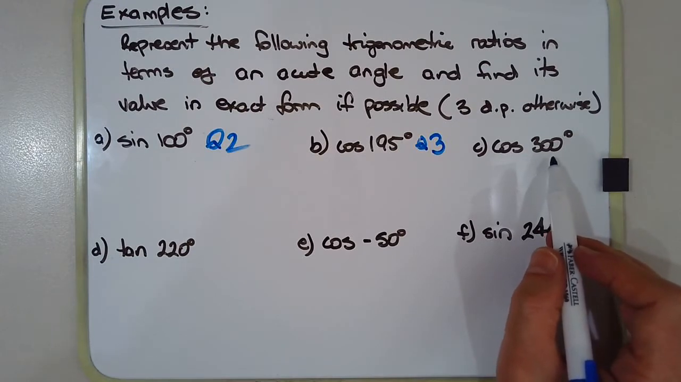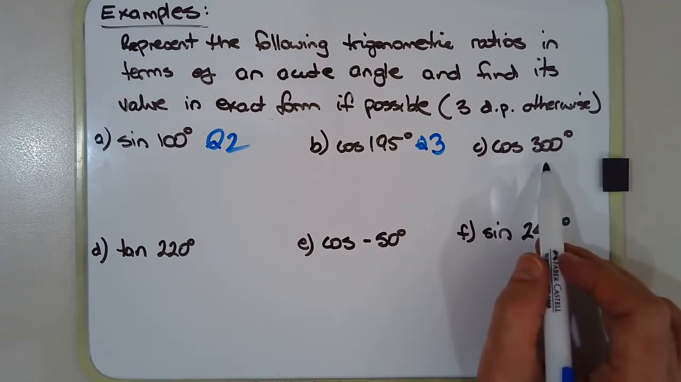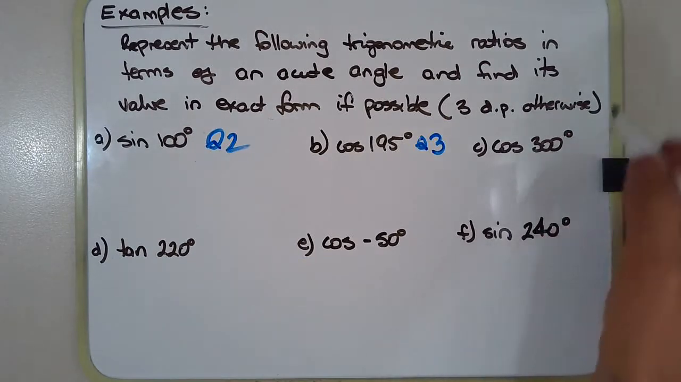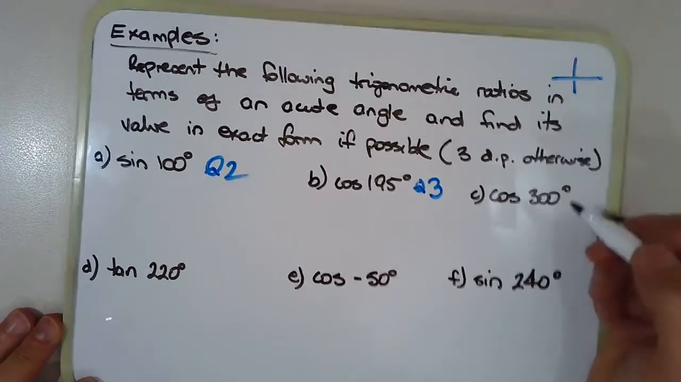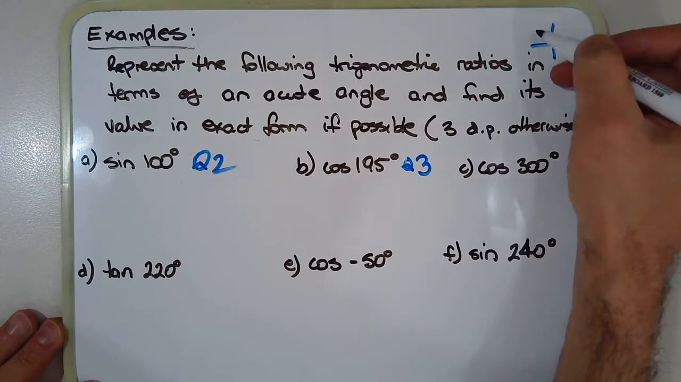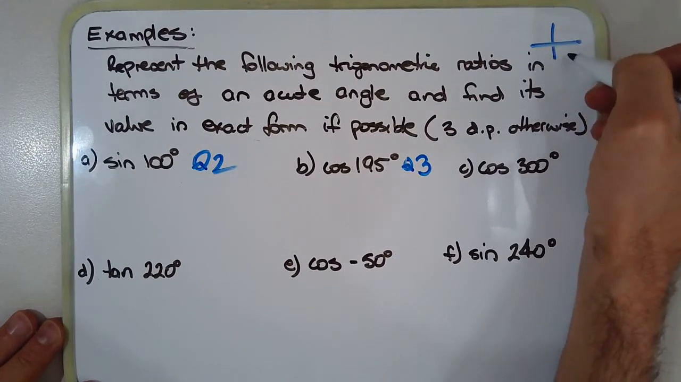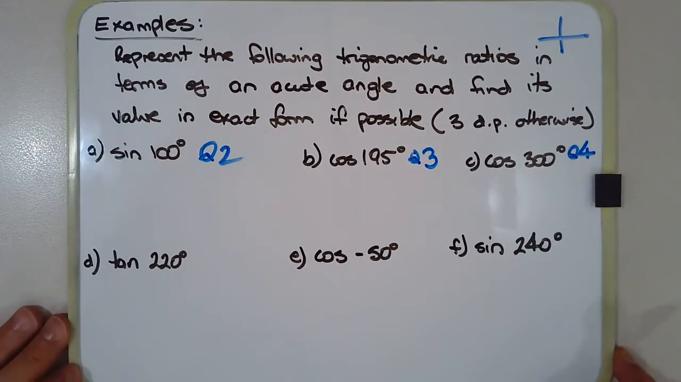Okay, so it's certainly not in quadrants 1 and 2. It can't be in quadrant 3 because quadrant 3 ends at 270 degrees. I might just draw a quick coordinate plane there. There's quadrant 1, then 90, 180, up to 270. It's here, isn't it? It's quadrant 4. All right, there's our quadrant 4 angle there.